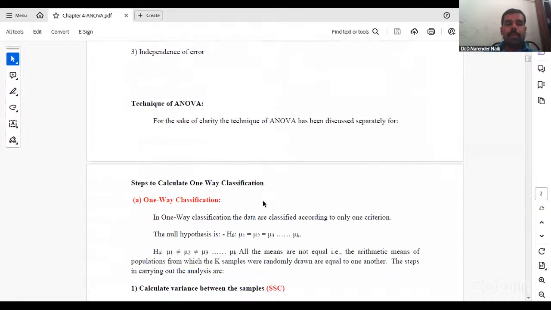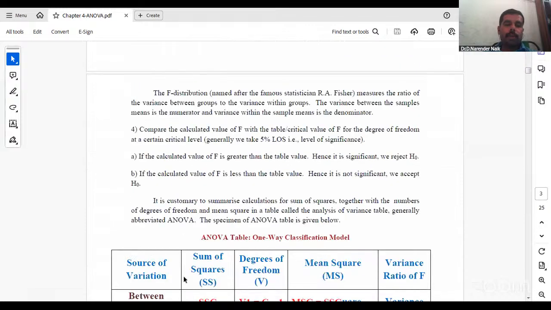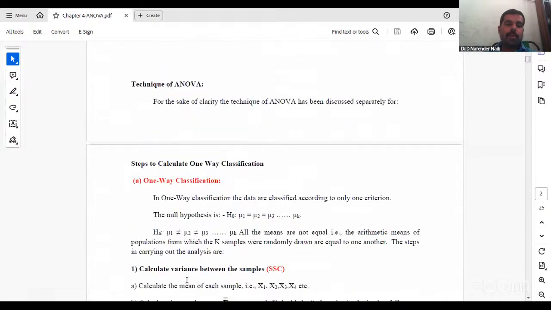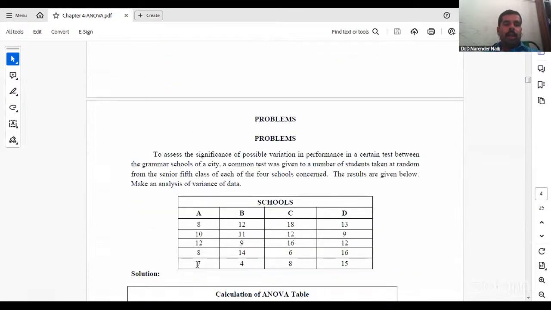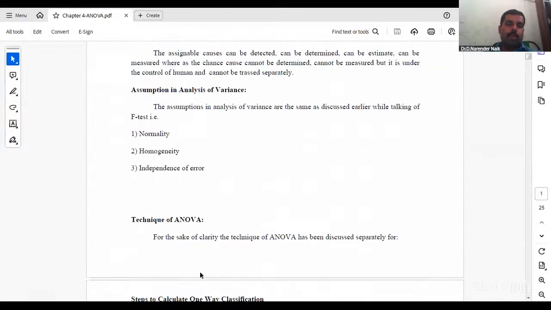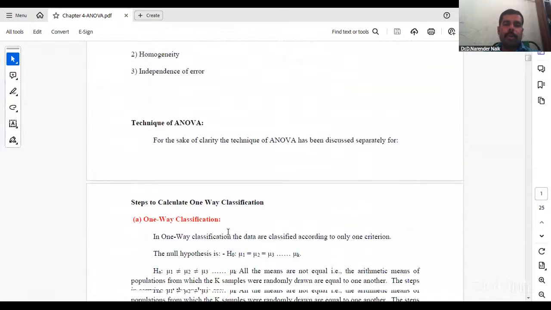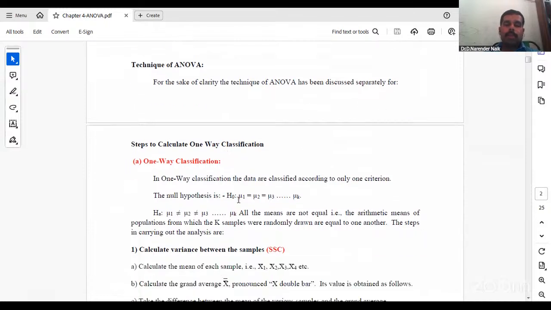The next topic is the techniques. Generally in ANOVA, there are two types of techniques: ANOVA one-way classification and ANOVA two-way classification. At the time of preparing the notes, I prepared them directly. For the sake of clarity, the technique of ANOVA has been discussed separately for the steps. These are the different steps.